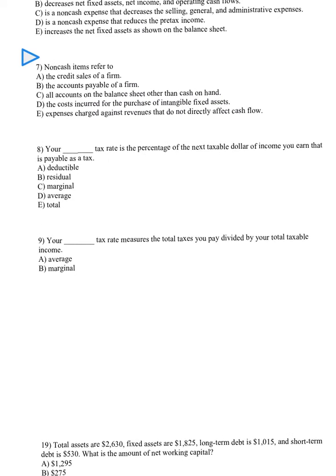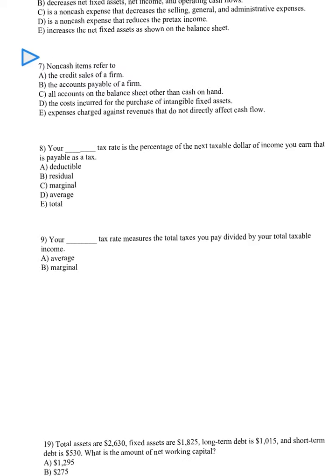Alright, so let's go to the other question, which is question number 8. Deductible, residual, marginal, average, or total: tax rate is a percentage. So when we talk about the percentage of the next taxable dollar of income you earn, the tax rate is a certain percent of your dollar of income you earn that is payable as tax, and this is known by definition as marginal. So this is considered the marginal tax rate.